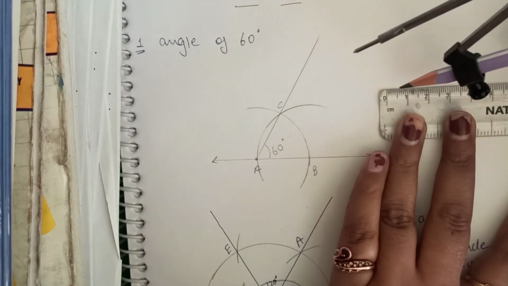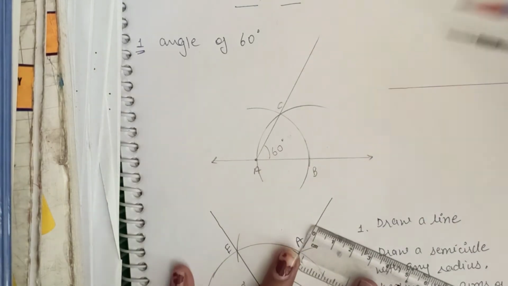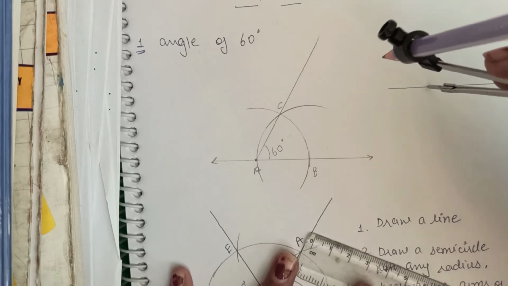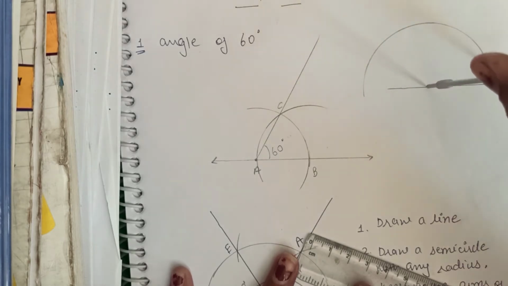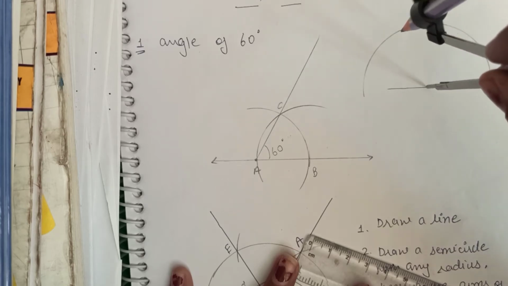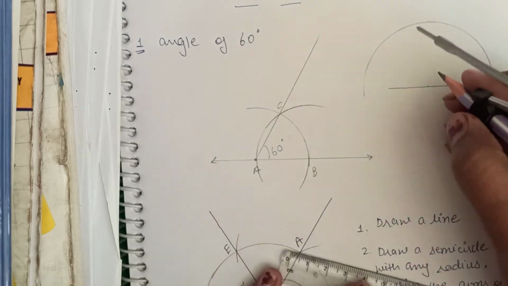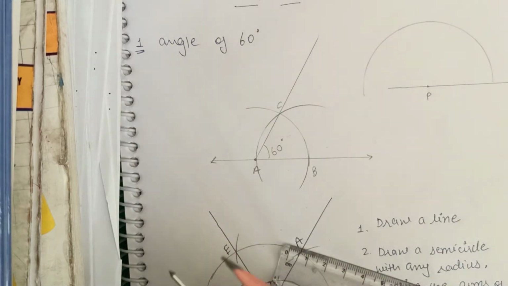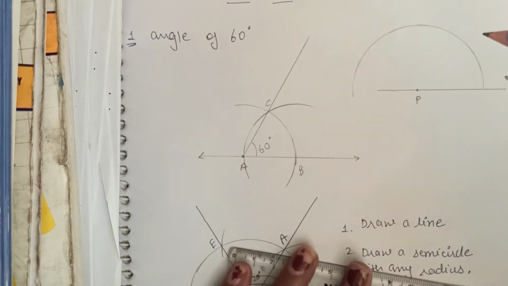Draw a line of any length. Mark a point where you want to mark it. Open it. Then draw a semicircle. Give a name to this point P.